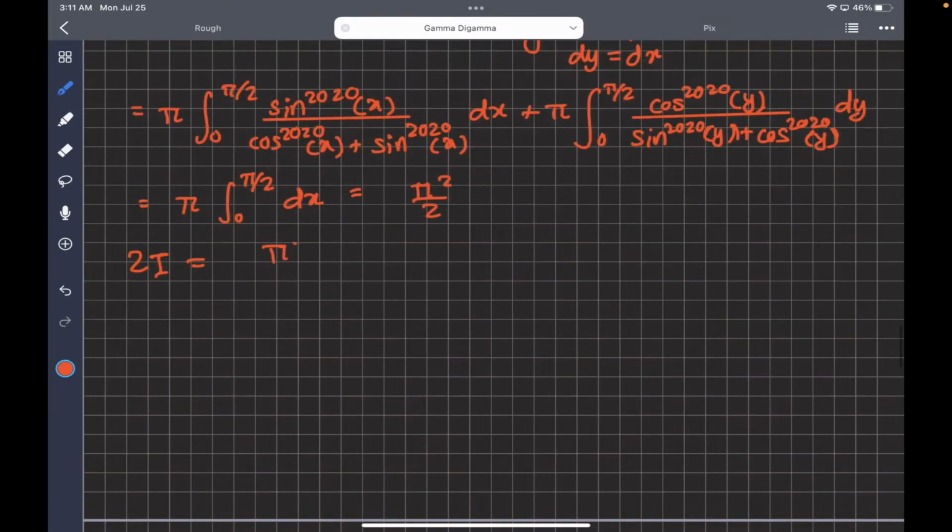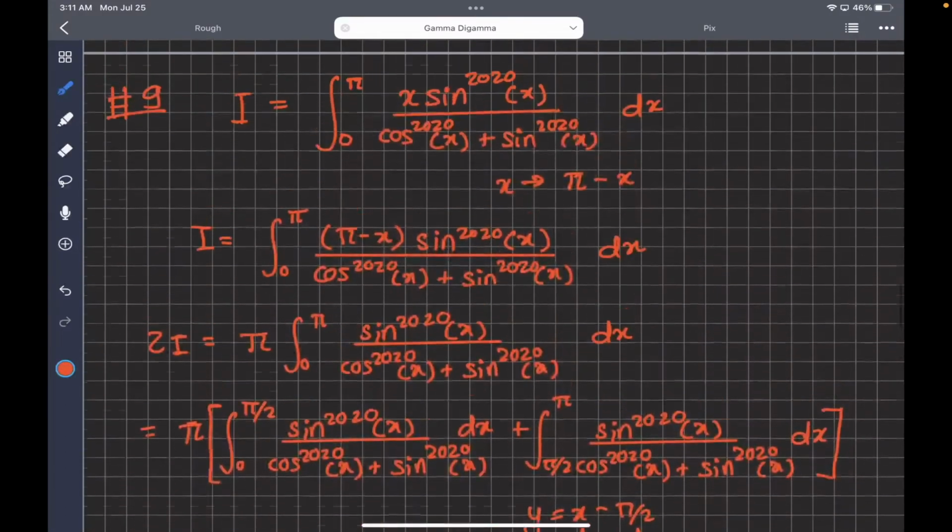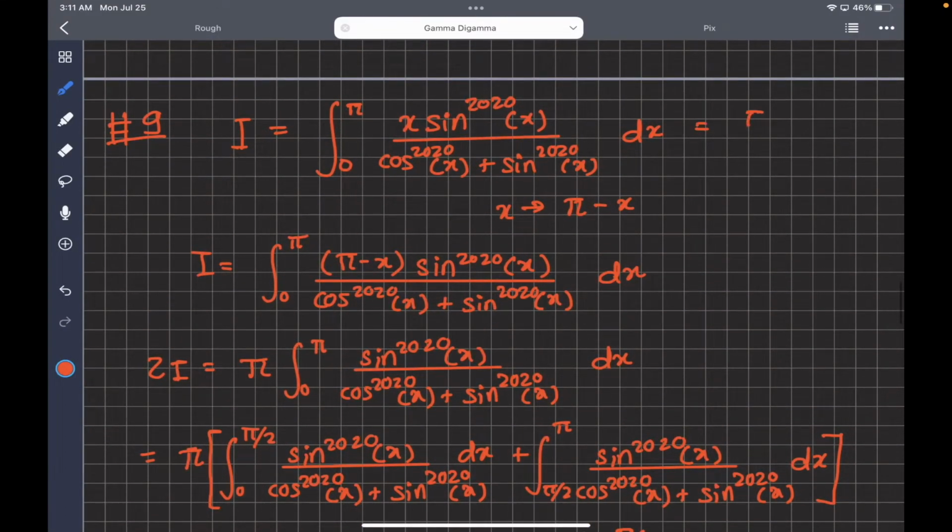So 2I is pi squared over 2. This implies that I, dividing both sides by 2, is pi squared over 4. That is precisely the answer. There we go. This is pi squared over 4.